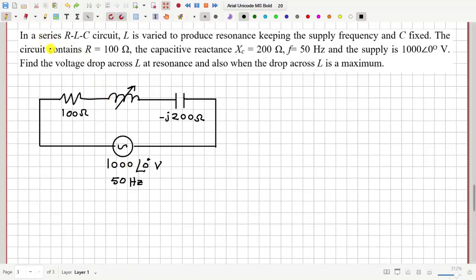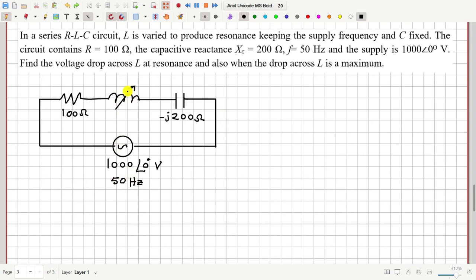Here we have a question on a series RLC circuit. Please read the question yourself before looking at my solution. So we have a series R, L and C connected to a 1000-volt 50 Hertz supply. Frequency is constant. The resistance is 100 ohm constant. The capacitive impedance is minus J200 ohm, also constant at this frequency of 50 Hertz.